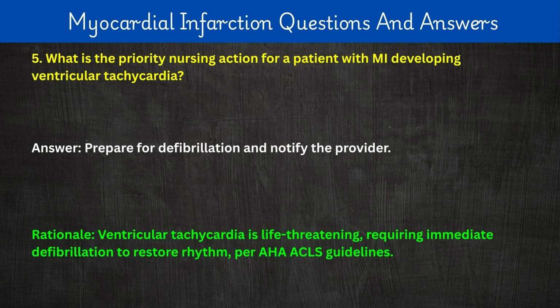5. What is the priority nursing action for a patient with MI developing ventricular tachycardia? Answer: prepare for defibrillation and notify the provider. Rationale: ventricular tachycardia is life-threatening, requiring immediate defibrillation to restore rhythm, per AHA/ACLS guidelines.